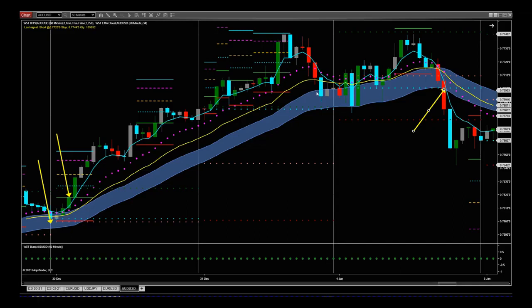Then we come down to test the cloud. It acts as support. It doesn't break down below. It has another go but fails, forms a double top. In this instance, okay, but then we get a breakout and a close below the cloud, and that's where we would take the profit.